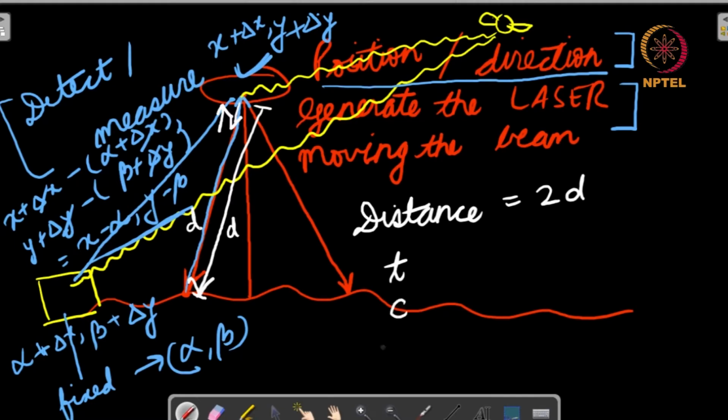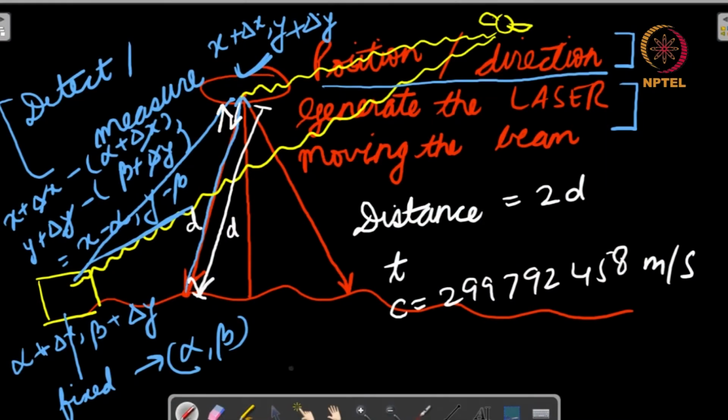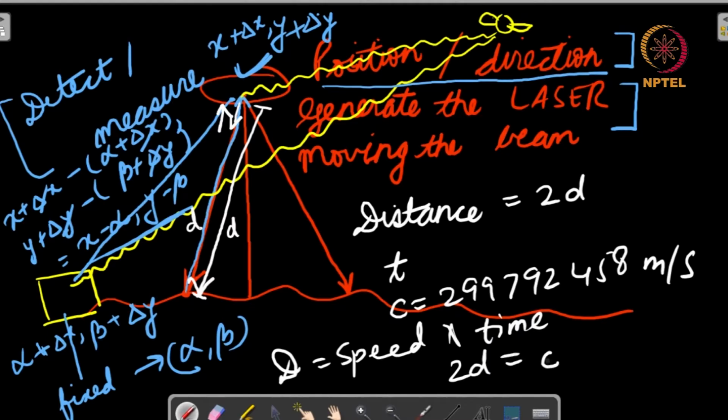Now we know the speed of light, which is given by c, is equal to 299,792,458 meters per second in vacuum, and in the case of air there is a slight reduction. Now if we know that, then because distance is equal to speed into time, we get 2d is equal to c into t, or dividing both sides by 2, we get d is equal to c into t by 2. So we know very well the distance d from the object.